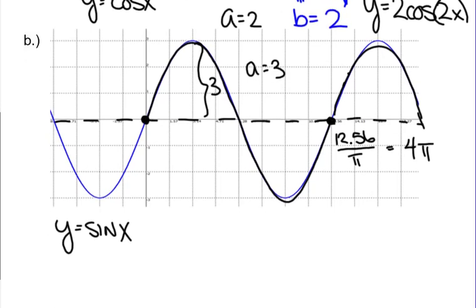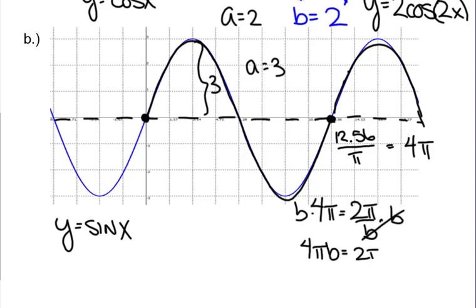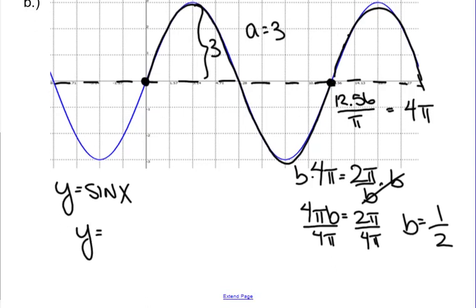Well, normally, if we know our period is 4 pi, that is equal to 2 pi over b. Multiply both sides by b. 4 pi b is equal to 2 pi. Well, if we divide by 4 pi, we're left with b is equal to 1/2. And that's what we would expect because our period is twice as large, so our b would be 1/2. So this graph is y is equal to our a value, which was 3, sine of 1/2 x.